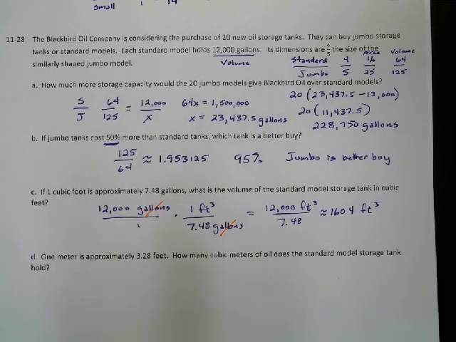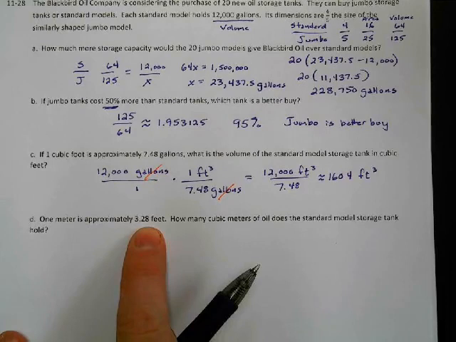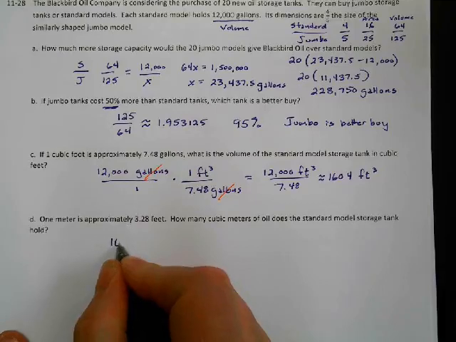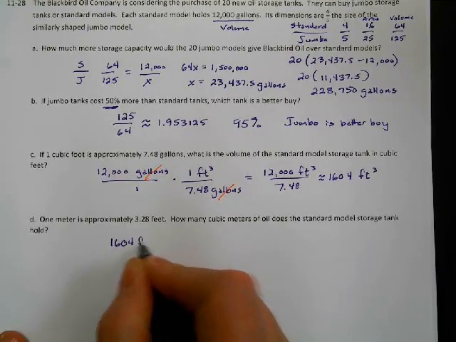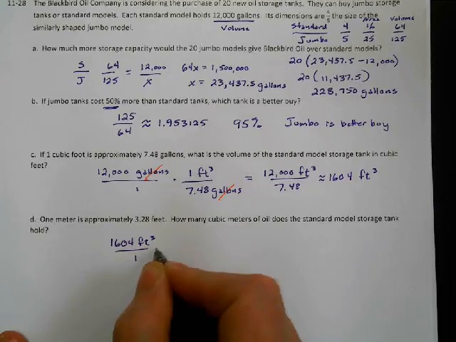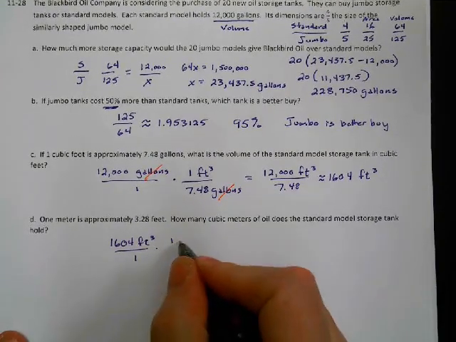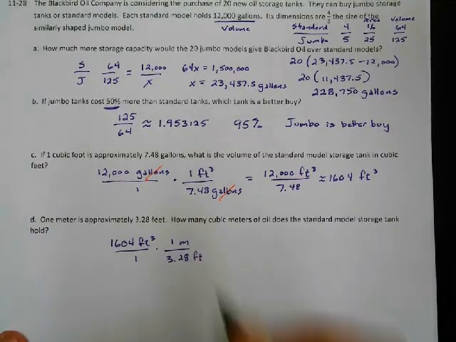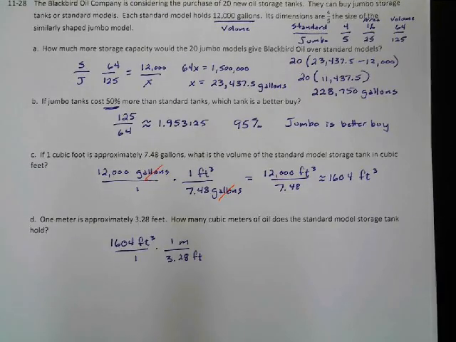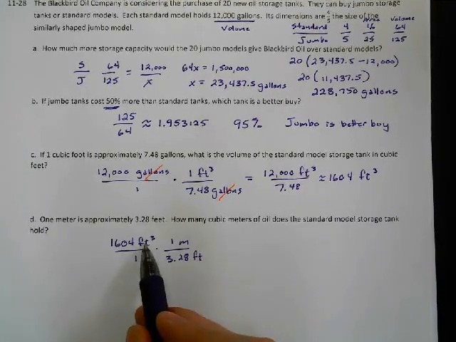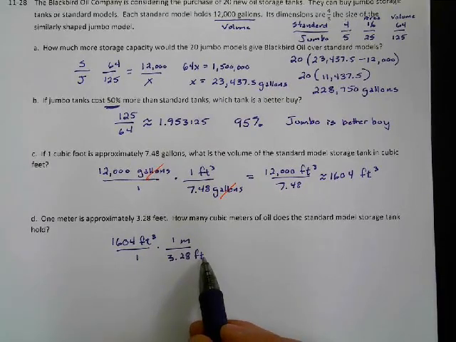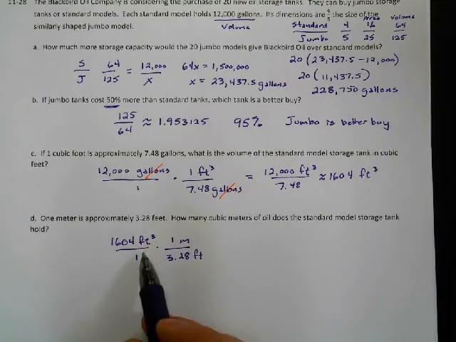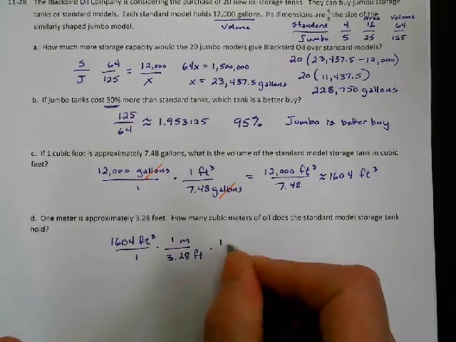1 meter is approximately 3.28 feet. How many cubic meters does the standard have? So we know that we have cubic feet. And it says that 1 meter is 3.28 feet. Now, this conversion is not enough as we have it written down, because with feet cubed and feet to the first power, we're only reducing one of the feet. These feet would not go away. So I'd have to multiply by another meter over 3.28 feet.